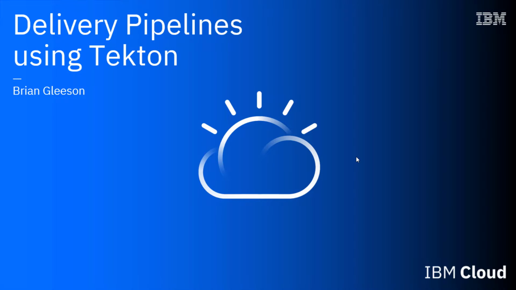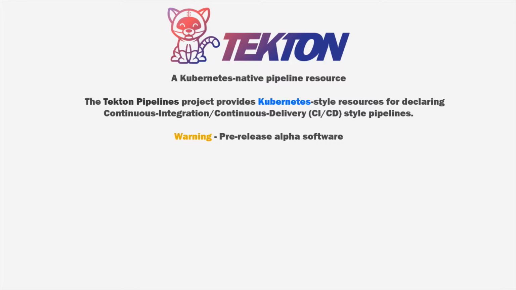Today, we are excited to announce the addition of Tekton support in IBM Cloud Continuous Delivery Pipelines. Tekton Pipelines is an open source project that provides a framework to declare CI/CD pipelines. Tekton Pipelines are cloud native and they run on Kubernetes.